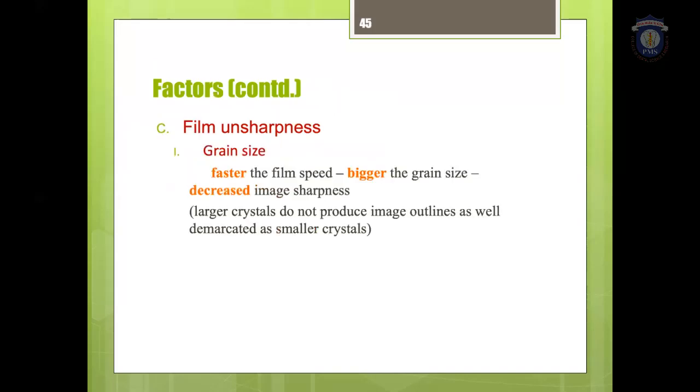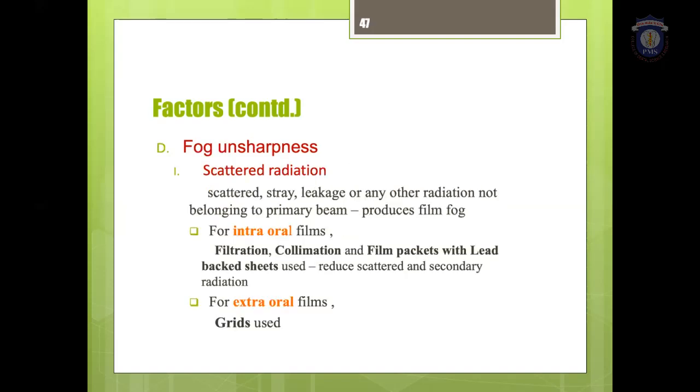Film unsharpness. First one is regarding grain size. The faster the film speed, the bigger the grain size and the decreased image sharpness. Larger crystals do not produce image outline as well demarcated as smaller crystals. Fog unsharpness: scattered, stray, leakage, or any other radiation not belonging to the primary beam does not contribute to image formation and it produces film fog.